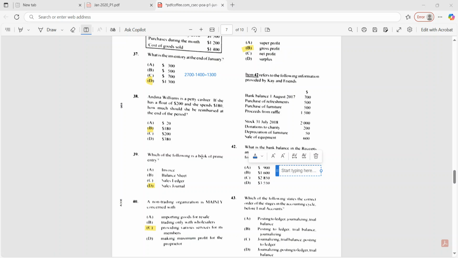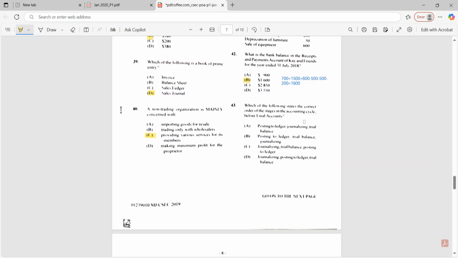So we're going to get $700 plus 1,500 plus 600, which is for the sale of the equipment. We're also going to have to subtract the purchase of the refreshments and the purchase of the furniture, so minus 500, minus 500, and also the donation that we make to charity. Now we should get 1,600. All right, so that is our answer.